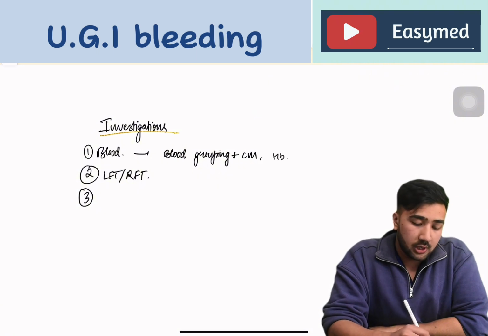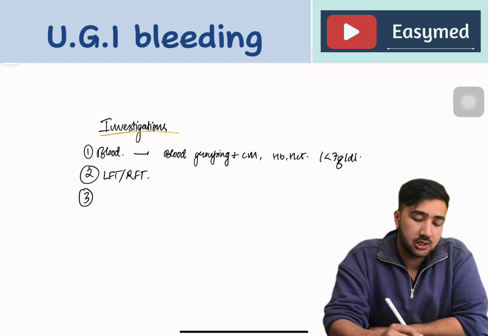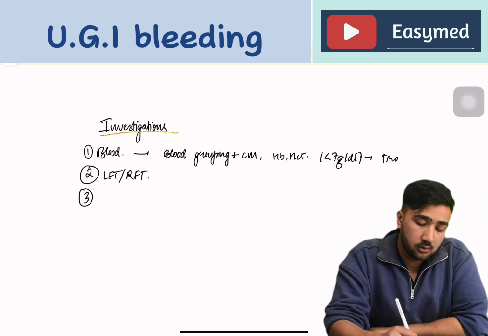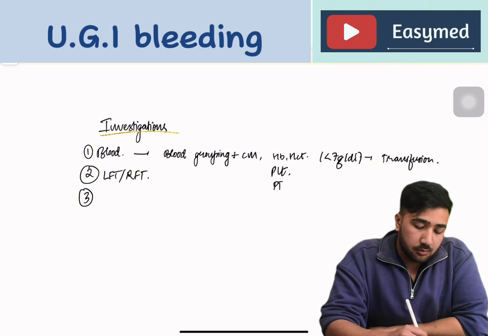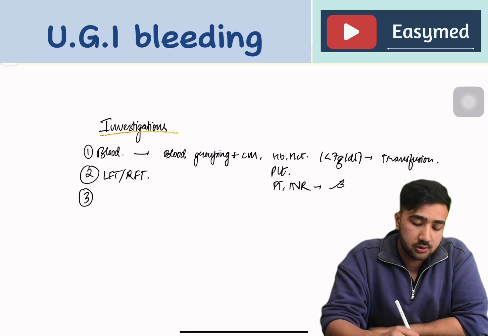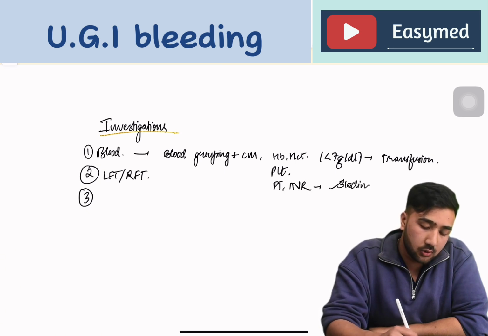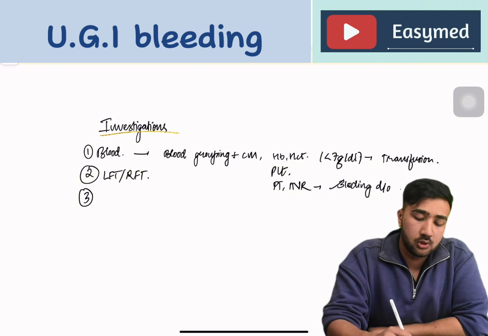We will have to look at the hemoglobin and hematocrit for any anemia. And usually if it is less than 7 gram per dL, it is an indication for transfusion. We will have to look at the platelet levels. And PT-INR is also done to know if there is any bleeding disorder or if the coagulation profile is disordered due to use of drugs.